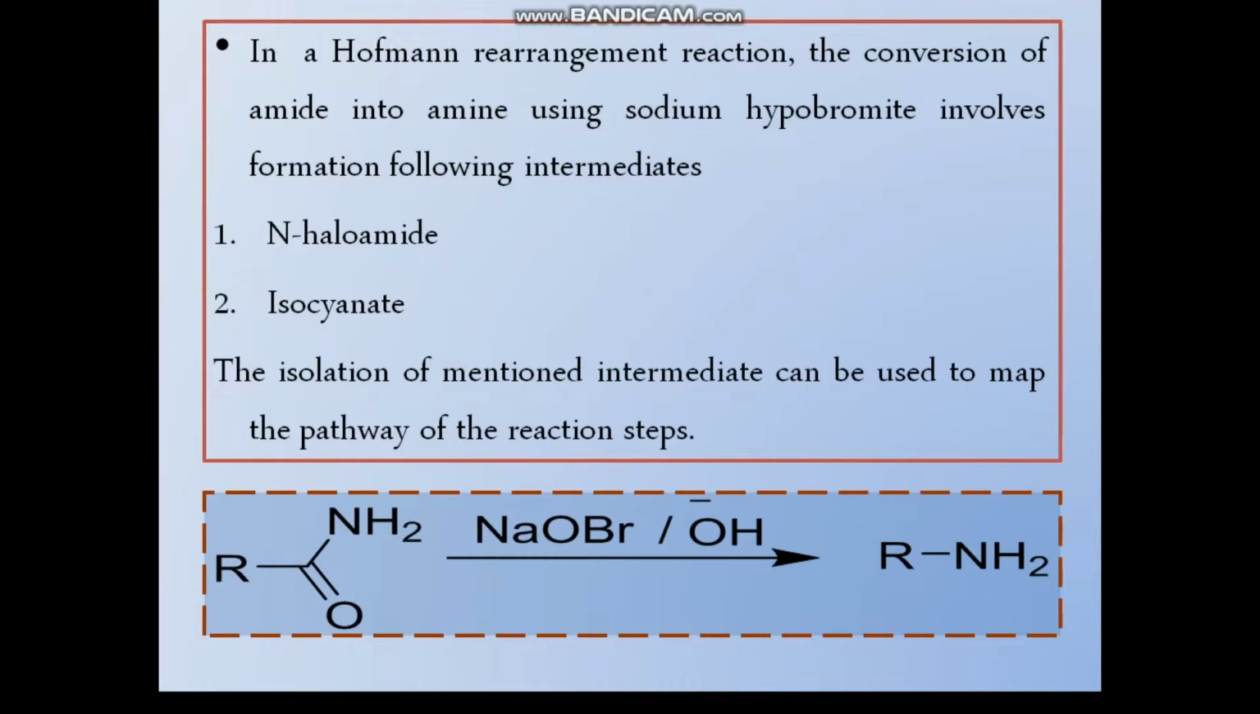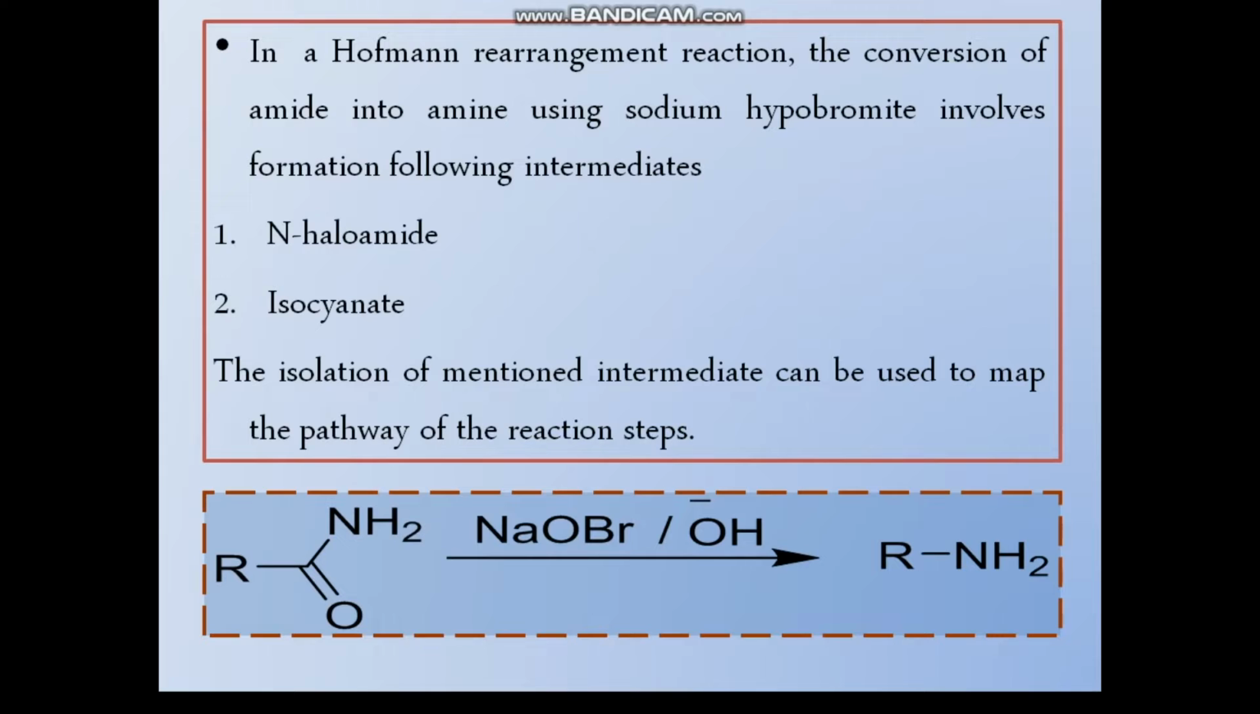Now, to exemplify this statement, let's pay attention to this reaction. This is an amide. Upon treatment with sodium hypobromide in presence of a base, it forms an amine. But how do we end up with this amine? What happened to the carbonyl system? We need to understand the mechanism to explain how this carbonyl group disappeared. So now we have two clues. These are the two possible intermediates that are formed during the reaction. Number one, haloamide. Number two, isocyanate.